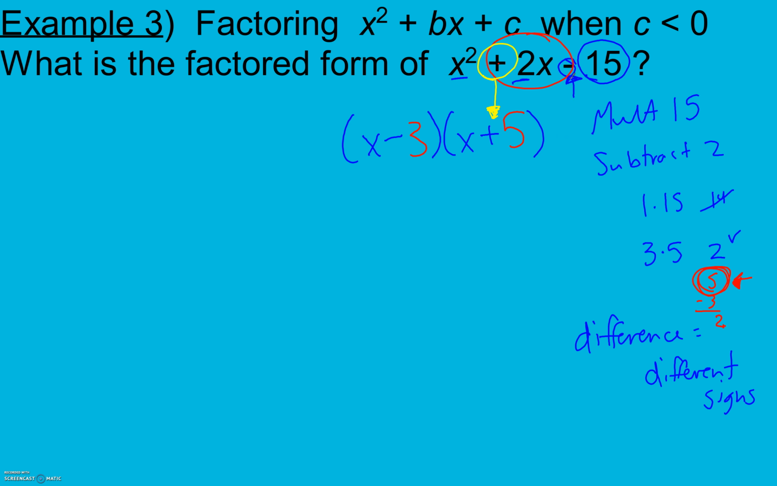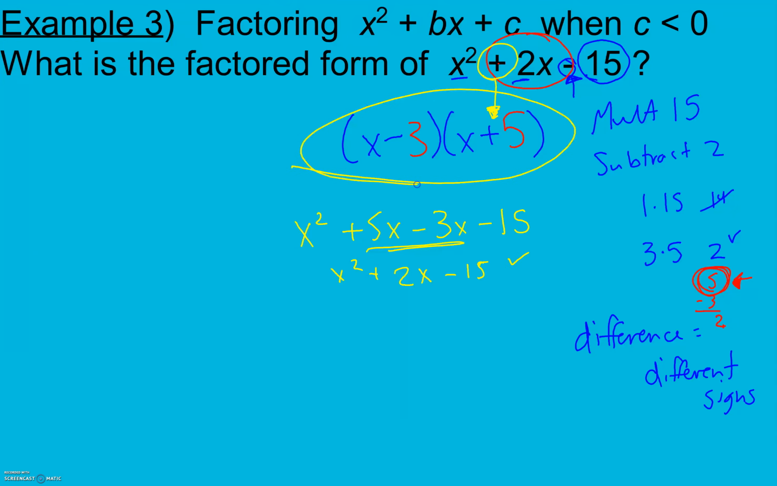Okay, let's factor this out. FOIL this out to double check. X squared, outsides 5x, insides negative 3x, lasts negative 15 because one is negative, one's positive. Combine our like terms here and we have 2x. So x squared plus 2x minus 15, which checks. So this is our set of factors.